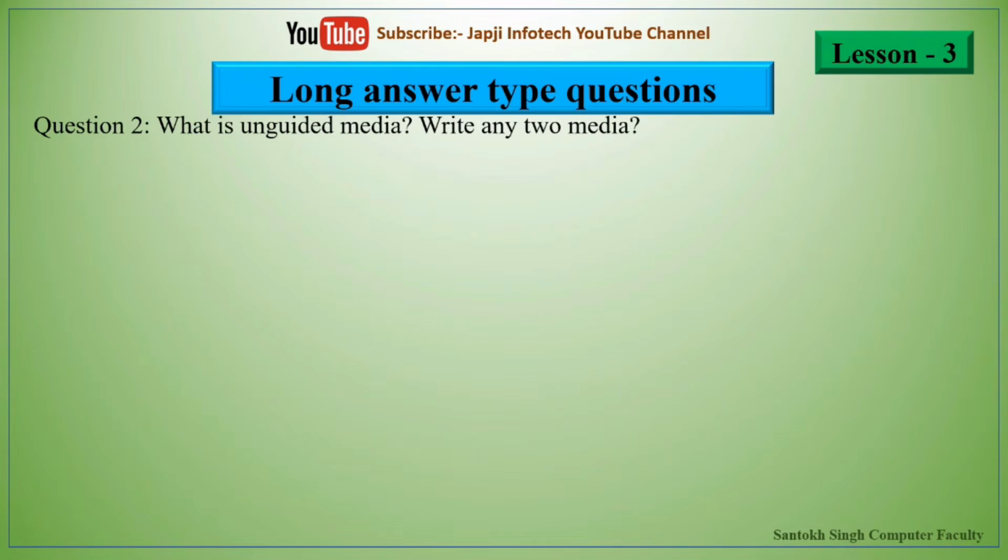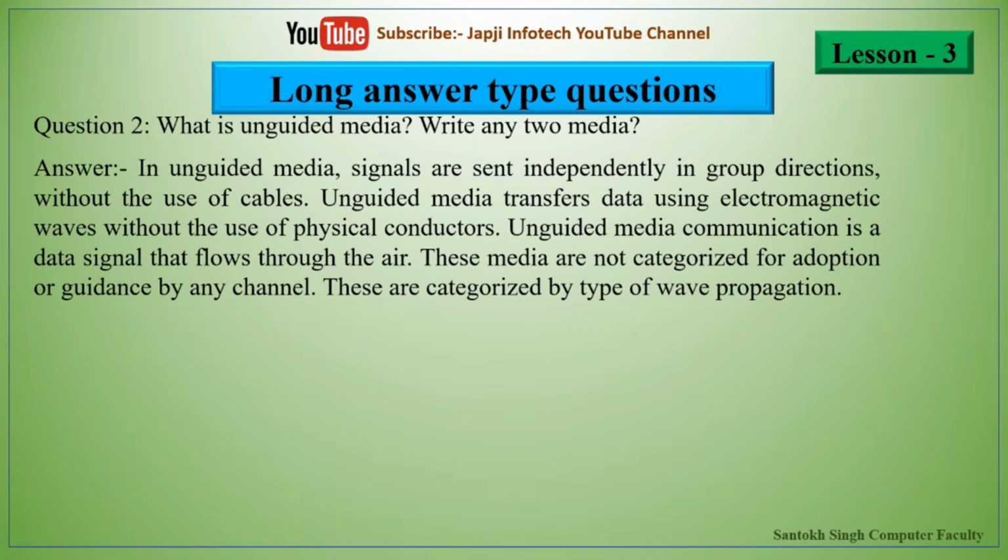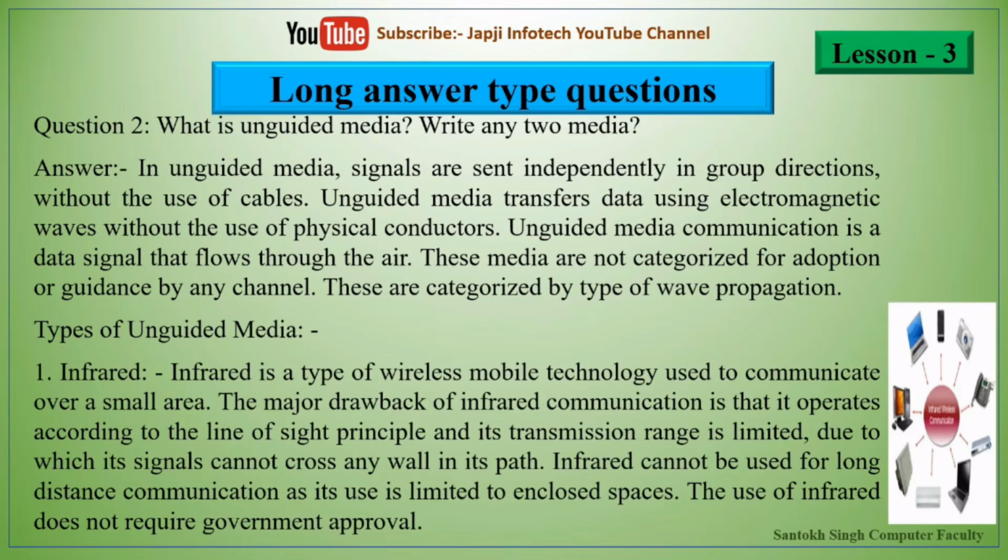So second question is, what is unguided media? Write any two media. So in unguided media, signals are sent independently in group direction without the use of cable. Unguided media transfer data using electromagnetic waves without the use of physical conductor. Unguided media communication is a data signal that flows through the air. These media are not categorized for adoption or guidance by any channel. They are categorized by type of wave propagation. The types of unguided media, in which first one is infrared.